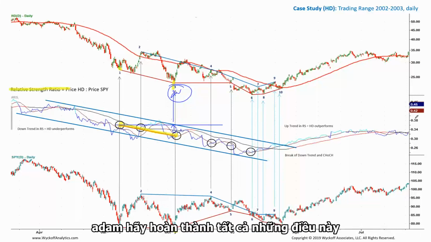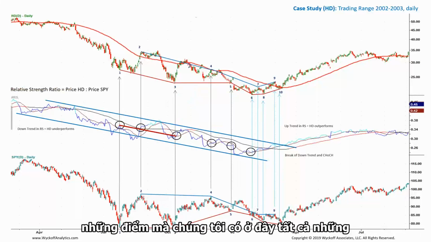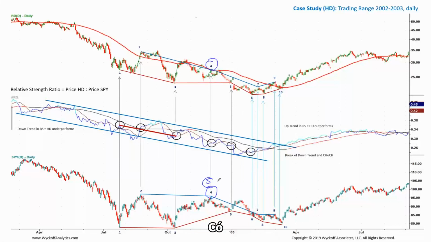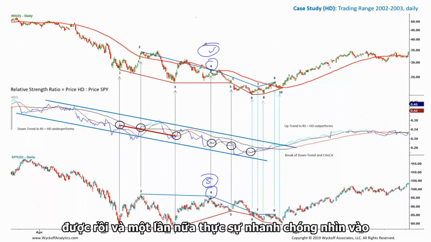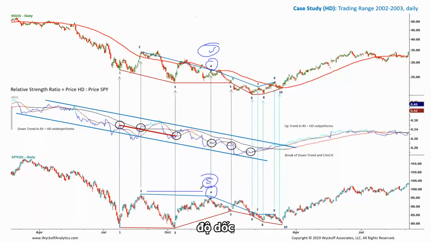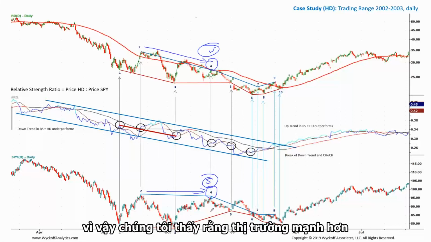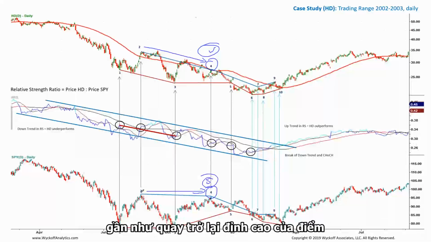All right, Adam, let's finish up all of these points that we have here, all those numbers. Point number 4, what is stronger, what is weaker? SPY is stronger. Okay, and again, really quickly, look at the slope, and look at the slope of the stock. So we see that the market is stronger, almost coming back to the highs of point number 2.